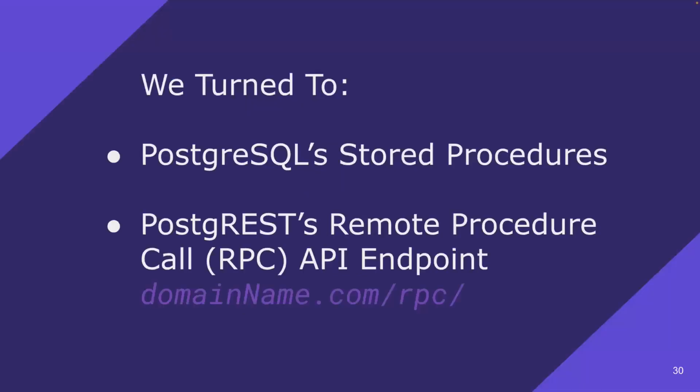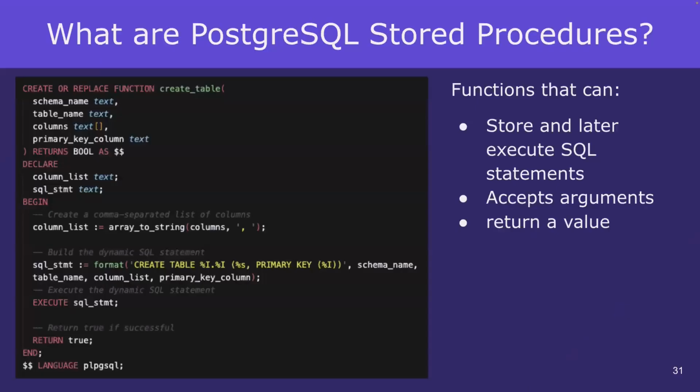So to address these issues, we turned to PostgreSQL's stored procedures and Postgres remote procedure call, or RPC API endpoint. So what are PostgreSQL's stored procedures? Stored procedures are functions within a relational database that can store and execute SQL statements. They accept arguments and can return a value. PostgreSQL's stored procedures were absolutely amazing, as they allowed us to keep all SQL statements and logic within the SQL database and outside of the front-end code.